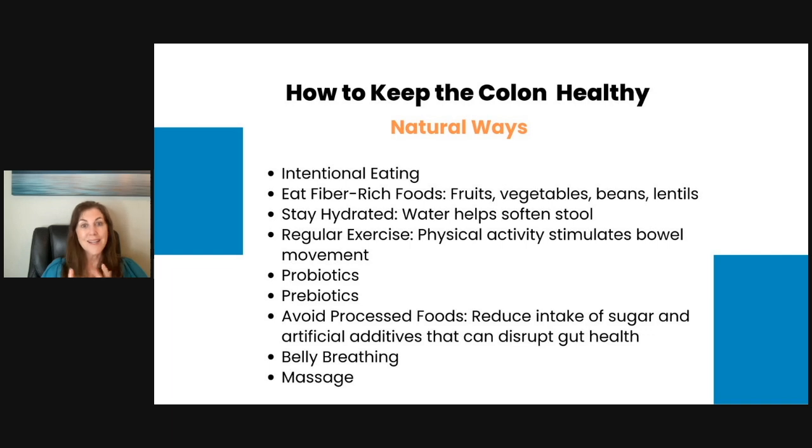It is to sit down when you eat, to be grateful for your food, to make sure you're relaxed. So maybe taking a cycle of 6 long, slow breaths in and out, looking at your food, taking small bites, really enjoying it and savoring it, and not swallowing it until it's liquid form. Eating fiber-rich foods, meaning lots and lots of veggies, fruits, beans, lentils, nuts, seeds, drinking water, staying hydrated.